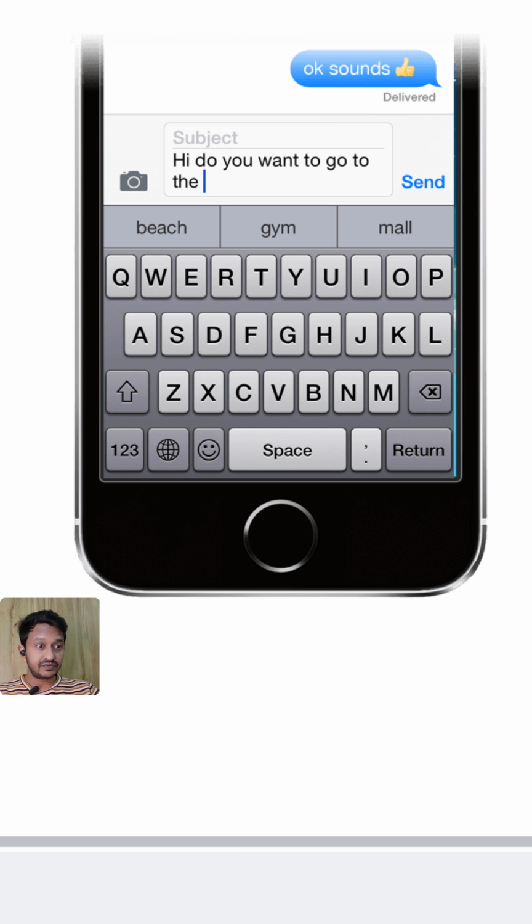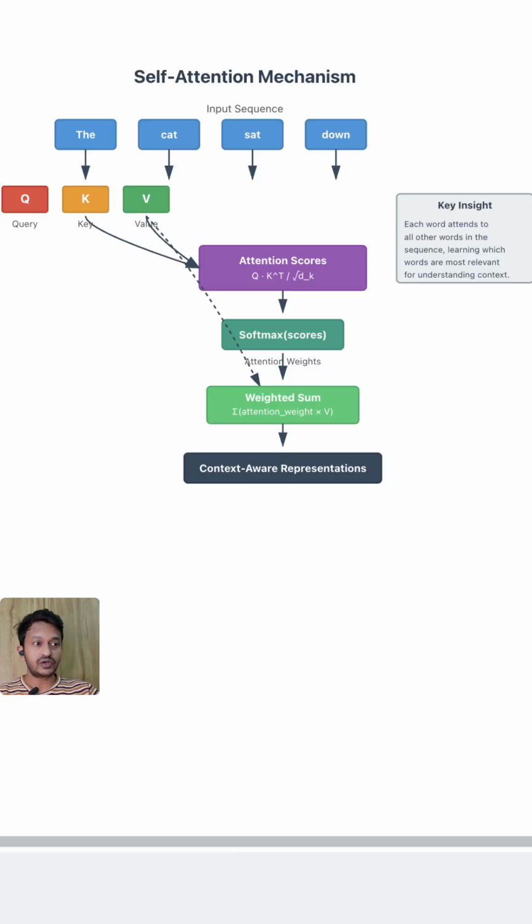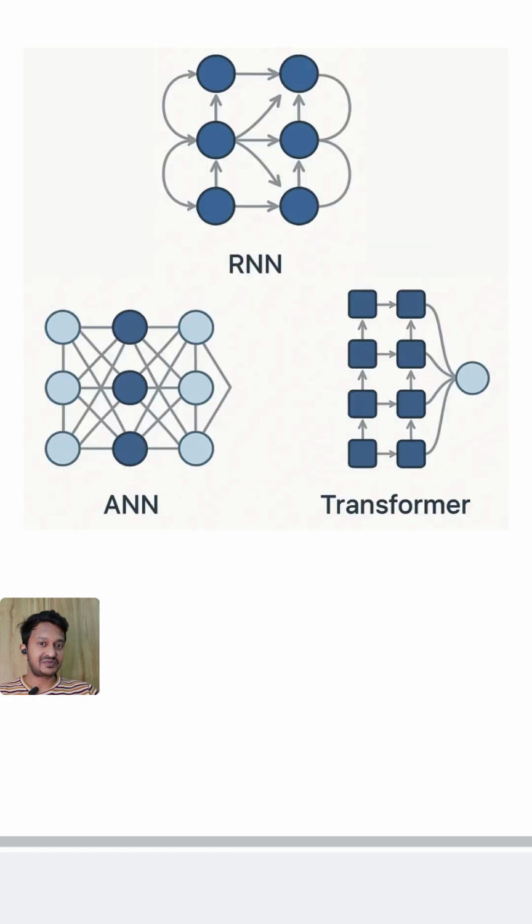Then the attention mechanism is what allows a model to focus on the most relevant words, no matter where they appear in the sentence or the sequence. So that is where the evolution of the transformer architecture basically happened. So now let's talk about transformer architecture.